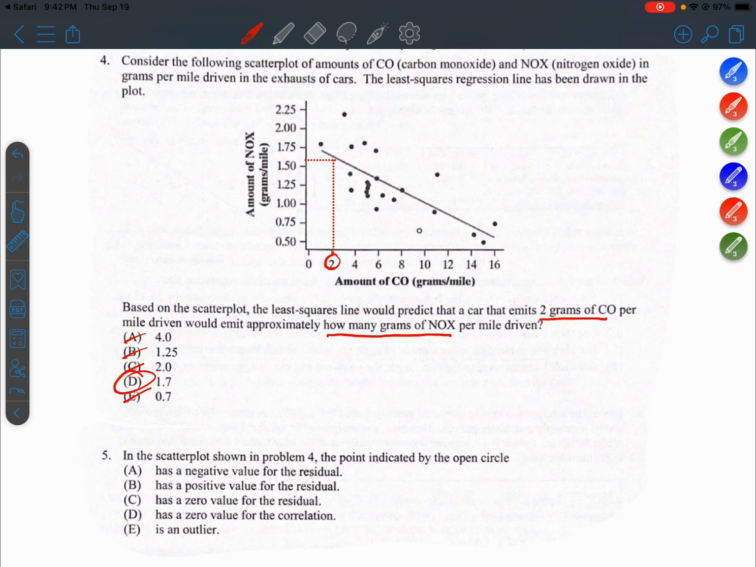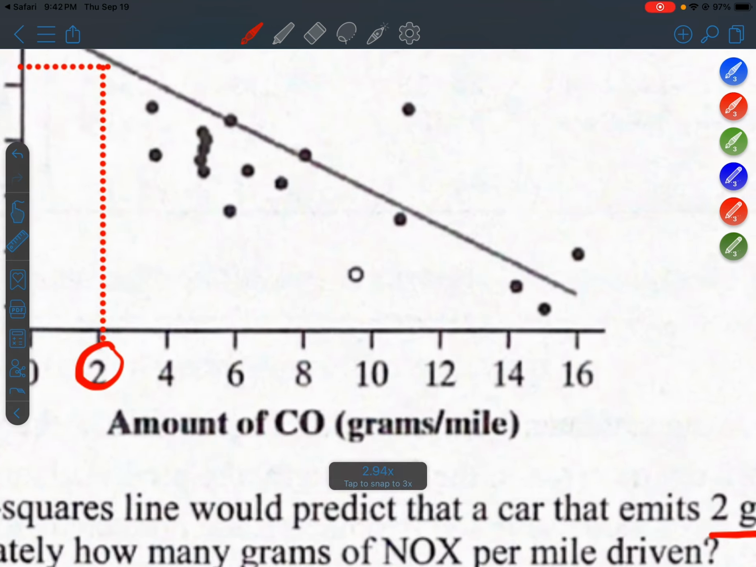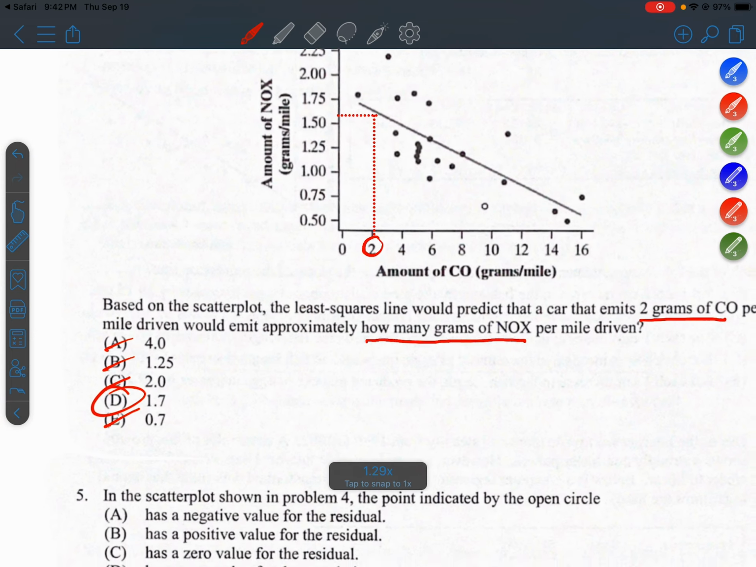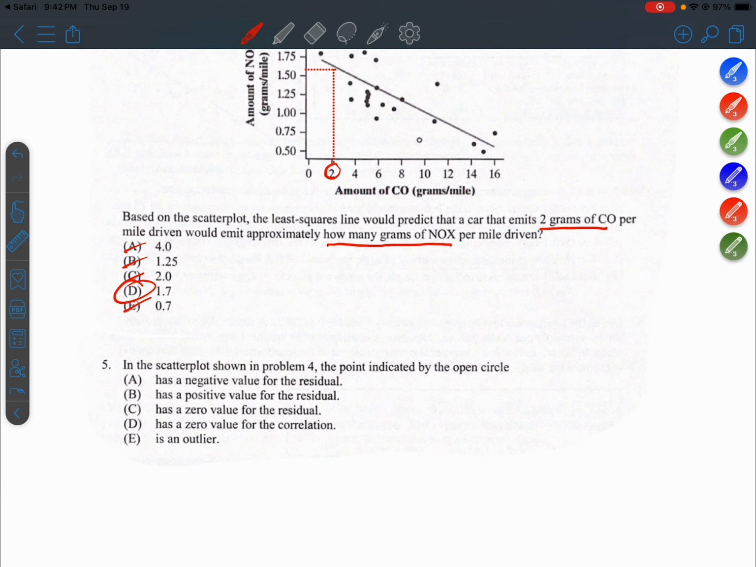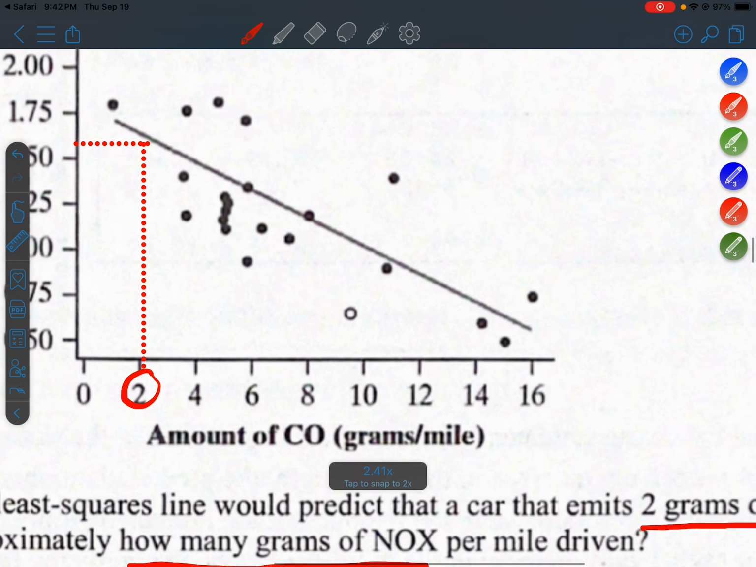All right, question 5. In the scatter plot shown in problem 4, the point indicated by the open circle, so that point right there, has a negative residual, positive residual, zero value for correlation, or is an outlier. So let's just look at its residual. It is below the line, or think of the line as giving the predicted value, and that dot is the actual value.